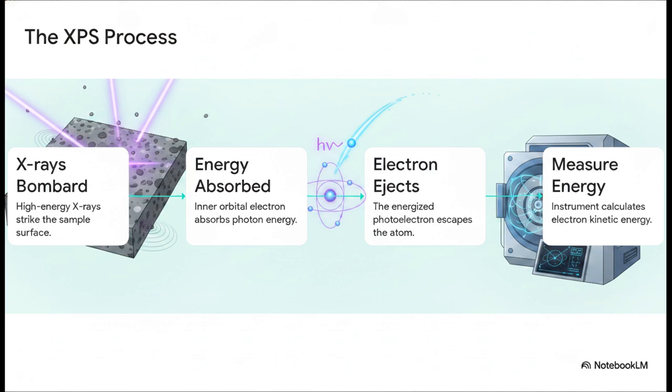Step 1, we blast our sample with high-energy X-rays. Step 2, an electron, just sitting quietly down in an inner atomic orbital, absorbs the energy of an incoming X-ray photon. Step 3 is where the magic happens, the dramatic escape. That energized electron, which we now call a photoelectron, gets forcefully ejected completely out of the atom. Finally, in step 4, our XPS instrument catches that escaping electron and precisely measures its kinetic energy.